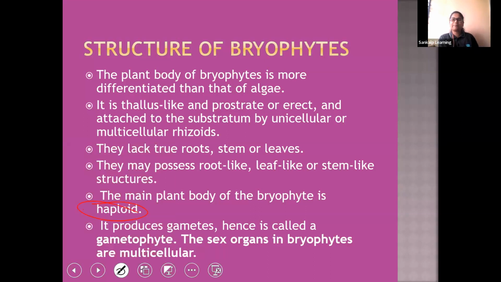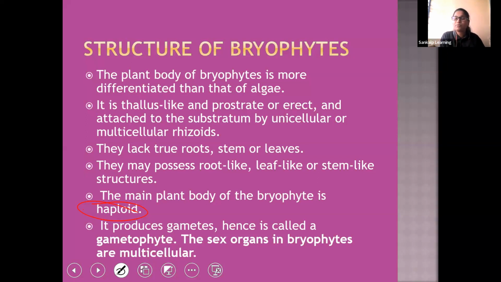Main point here: haploid in nature, that is, a single set of chromosomes, and it remains so for most of its life cycle. Means the main plant body will be haploid. In human beings, the main body is diploid, normally with two sets of chromosomes. Right. It produces gametes, hence it is called gametophyte. Since the plant body is haploid, with a single set of chromosomes, it produces the gametes.